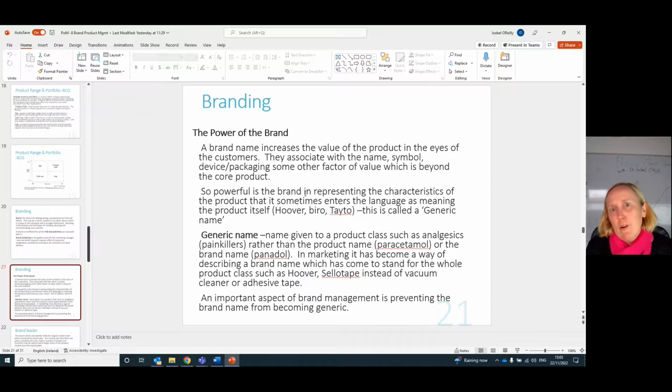So Tayto, for a brief time, entered general language, just meaning any kind of crisp. So if you sent your mate to the canteen and said, get me Tayto on your way back, the friend would just feel they have license to buy any brand of crisp, and they'll just get whatever the first one they see. So again, any advertising campaign or marketing campaign could be just putting money in the pockets of your competitors. So the key is to try and stop your brand from becoming that generic name.